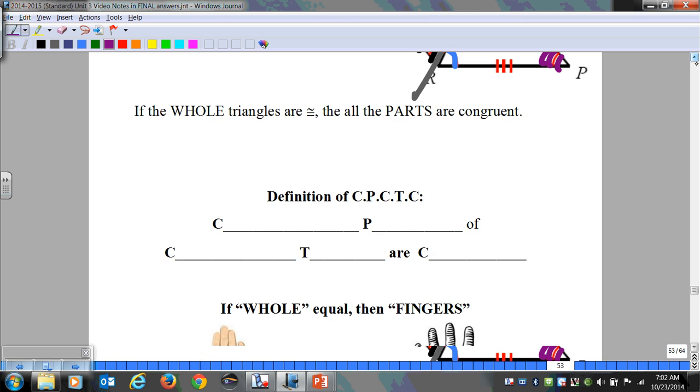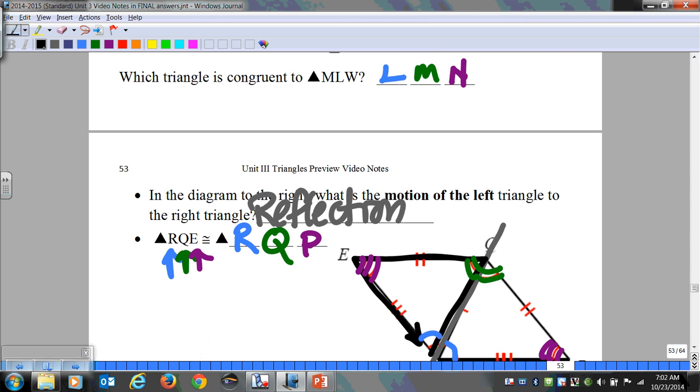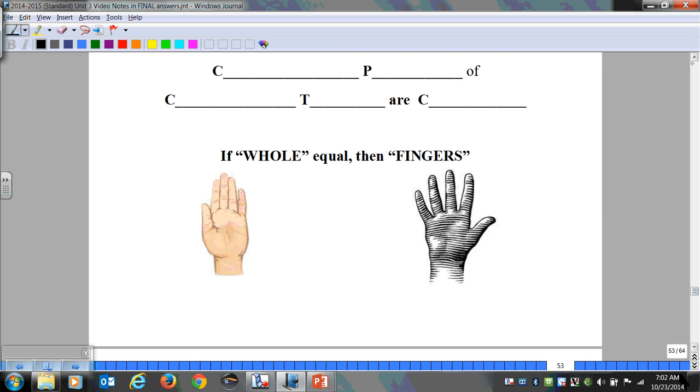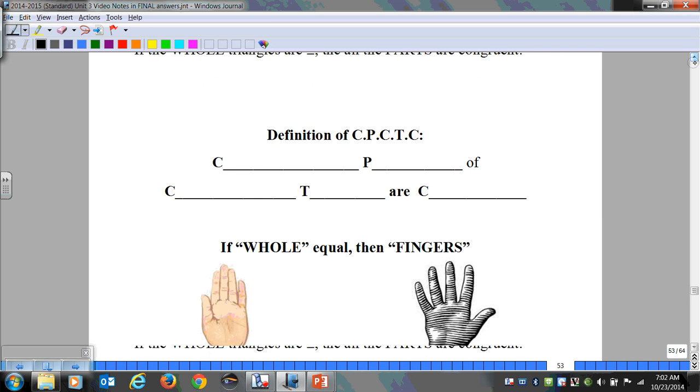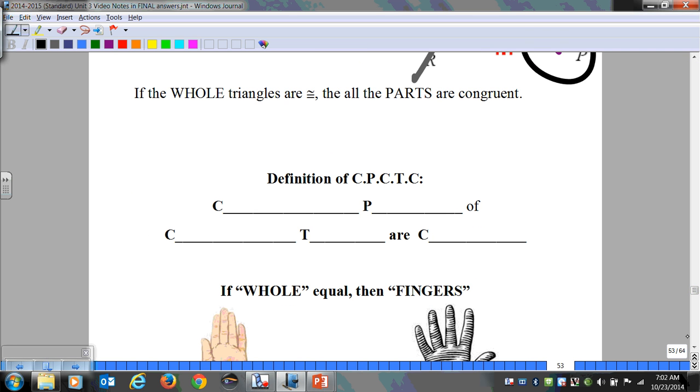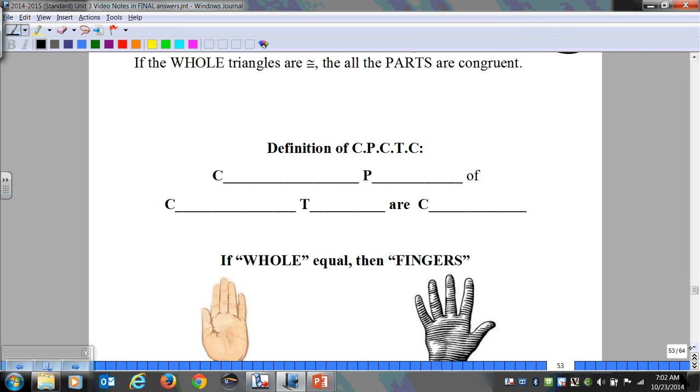So right up here, what we learned is, notice I have congruent triangles. And if I have congruent triangles, I have congruent parts. In other words, if I tell you these triangles are equal, then individually angle E and P are equal. You know, sides EQ and QP are equal. Those are the parts of the triangles. So that gets us to this definition right here. Really touchy screen, hang on. If the whole triangles are equal, the parts are equal.